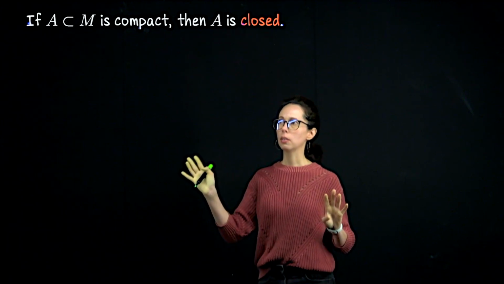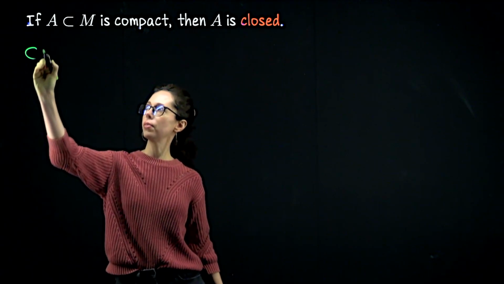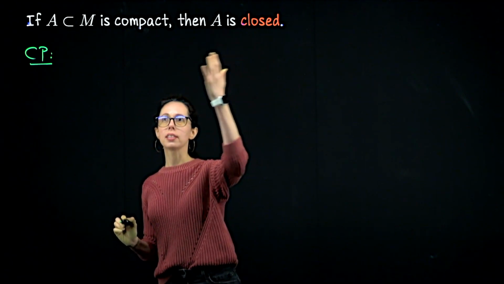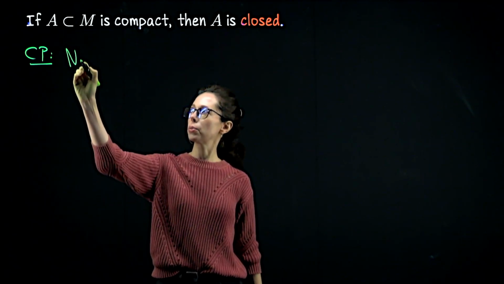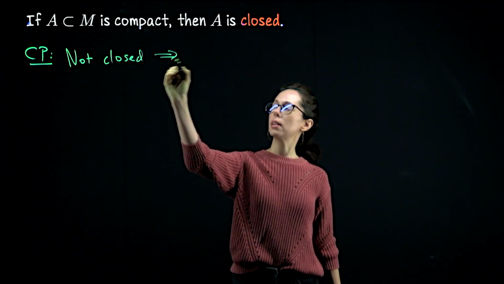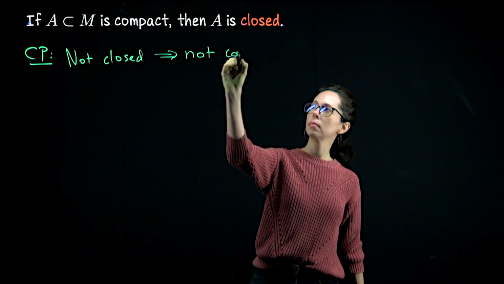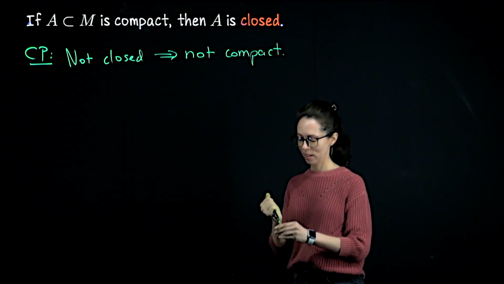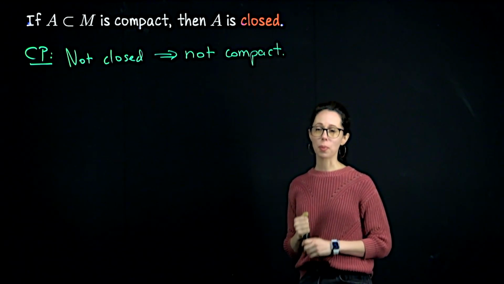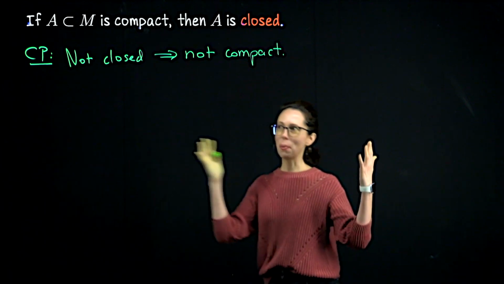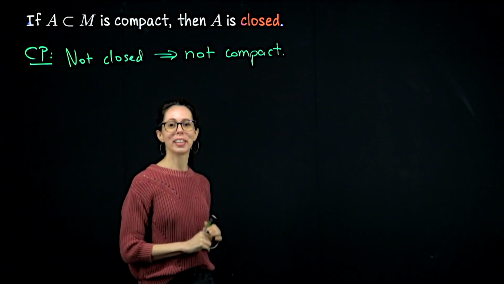Let me write the contrapositive. If a set is not closed, then it is not compact. So I'll just write: not closed implies not compact. For two reasons, we are going to prove the contrapositive instead of the original statement. But both of these are better, in my opinion.